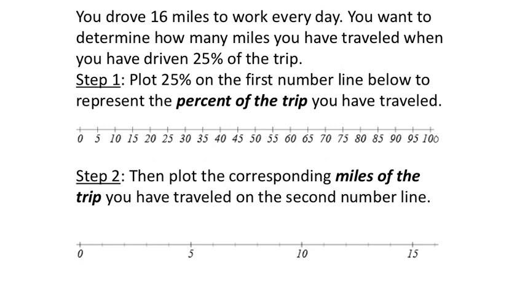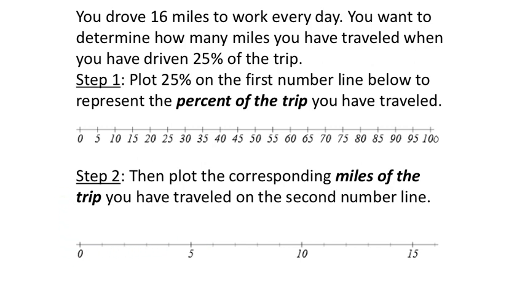Welcome to math class, right? So here we are. We can do it though, okay? So it says, step 1, plot 25% on the first number line below to represent the percent of the trip you have traveled. So these are percentages. This is a percent number line, which is also lined up so that we can tell how far 25% is down here. You're going to see this on the assignment this way.